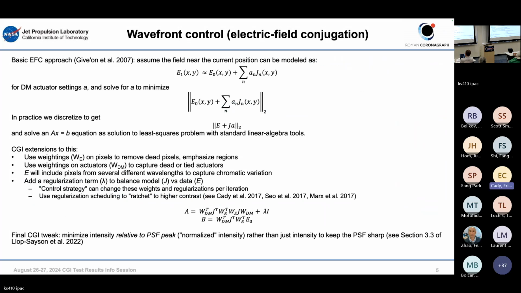So this is all nice. You've got some electric fields. What are you going to do with them? We use an algorithm called electric field conjugation to do the correction. It's a fancy least squares solve.